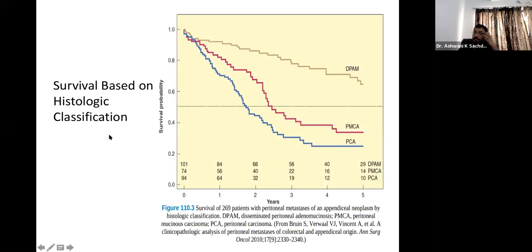Looking at survival based on various histological classifications, for DPAM, disseminated peritoneal adenomucinosis, even after 5 years the median survival was not reached. Survival is about 80%. They are very slow growing with very indolent growth. Whereas peritoneal mucinous carcinoma and peritoneal adenocarcinoma have a very poor prognosis compared to the low-grade tumors.